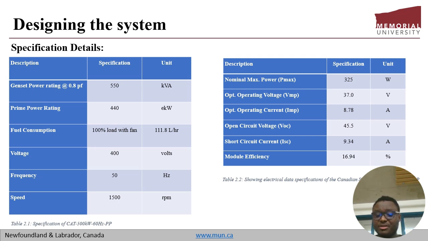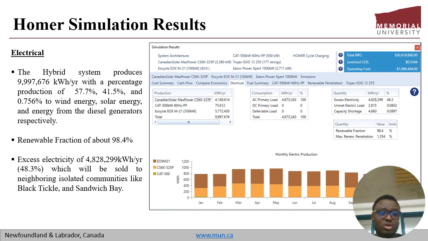After the design of the system, we calculated the results so we can know if the system is going to meet the needs of Cartwright. This is part of the results that we got, looking at each necessary component. First of all, we designed a system to be able to use more renewable energy and very minimal diesel energy than what we already have in Cartwright.